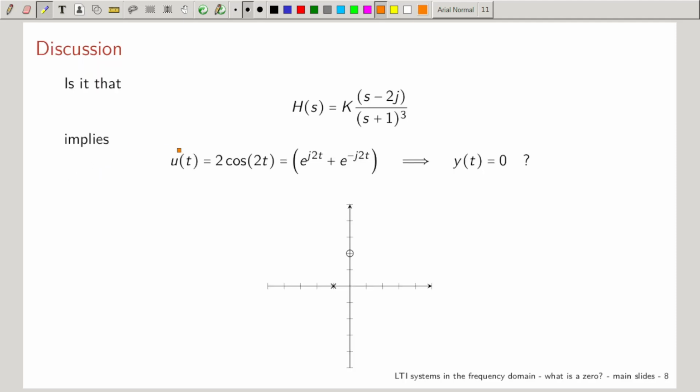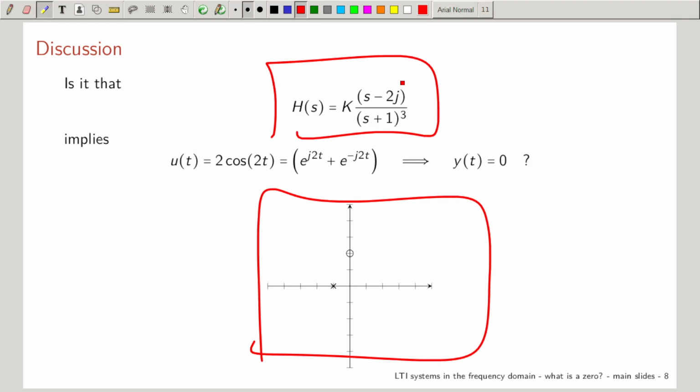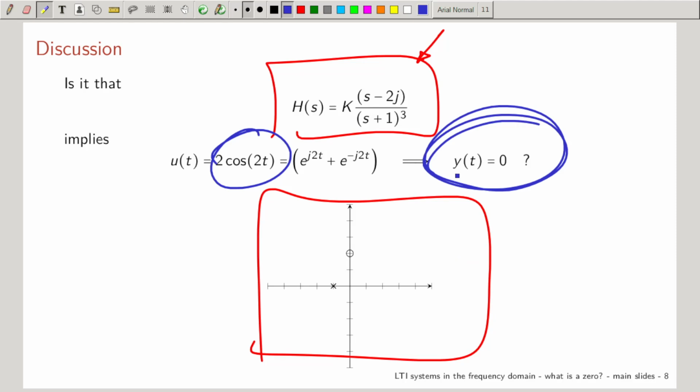Let's see another case. Let's see if you see this one because it's important. And then we go back to the formulas before. If I have a system that looks like this one, look at it. And I inject a sinusoid that is here, omega 2 t, omega 2, sorry. Will I get zero output? Yes, no, I do not know? Discuss.